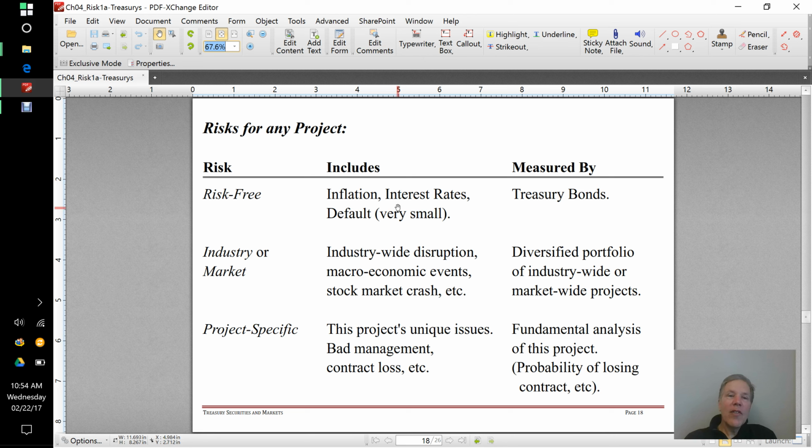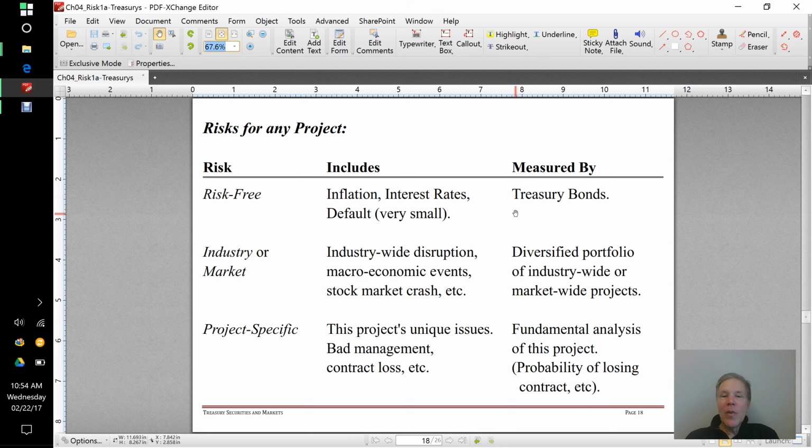So in detail, risk-free risk, as we know, includes inflation, interest rates, and default, and we measure that risk-free risk. Now that sounds like an oxymoron, but it's really true. We say risk-free risk. We measure that by Treasury bonds.